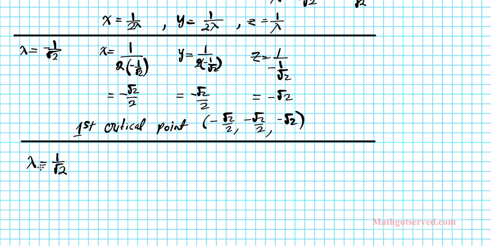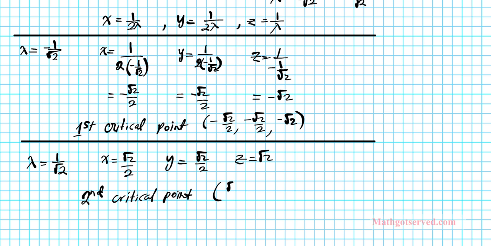So we can see that when lambda is 1 over root 2, x is going to be root 2 over 2, y is going to be the same thing, root 2 over 2, and z is going to be the opposite of that, which is root 2. So our second critical point is root 2 over 2, root 2 over 2, and root 2.